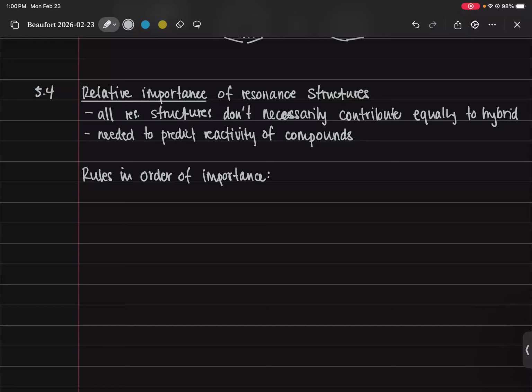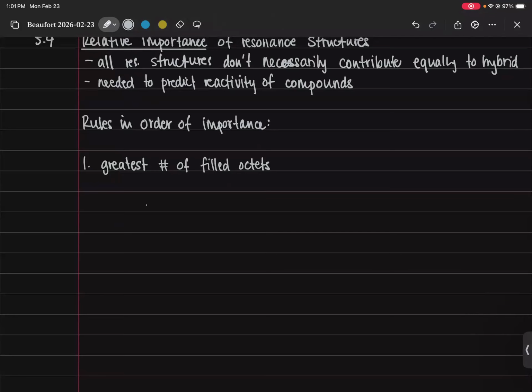4 rules. So the better resonance structure, or the resonance structure that contributes the most to the hybrid, is going to have, first of all, the greatest number of filled octets.